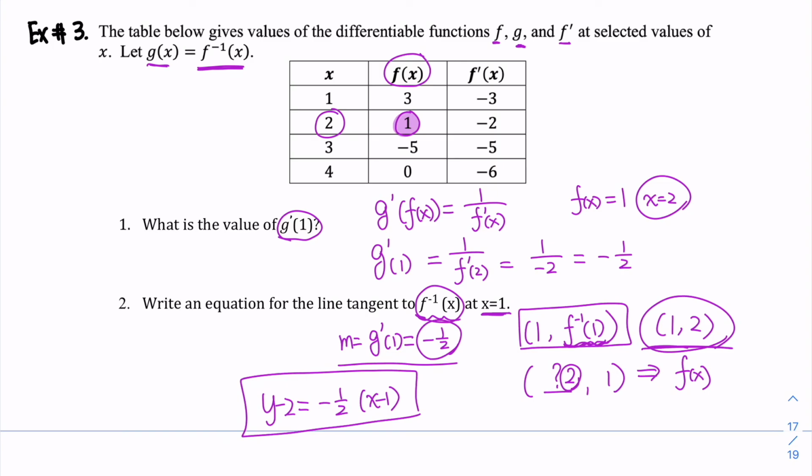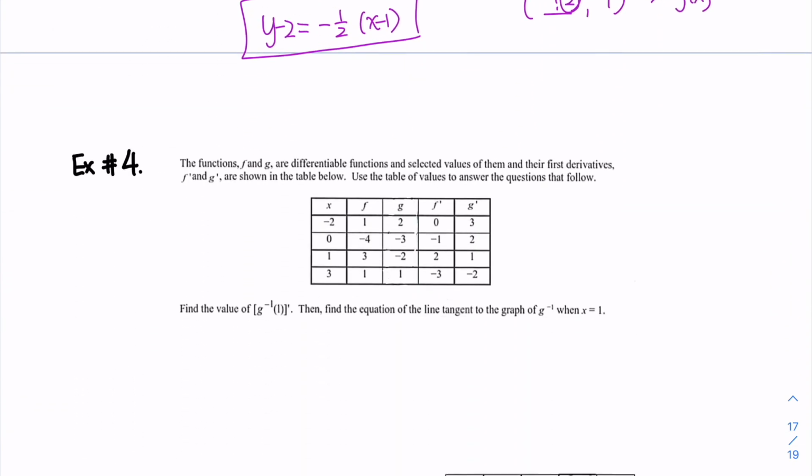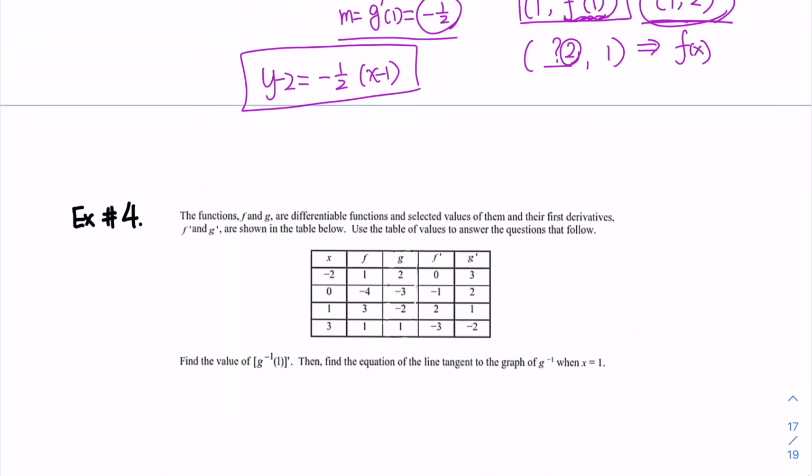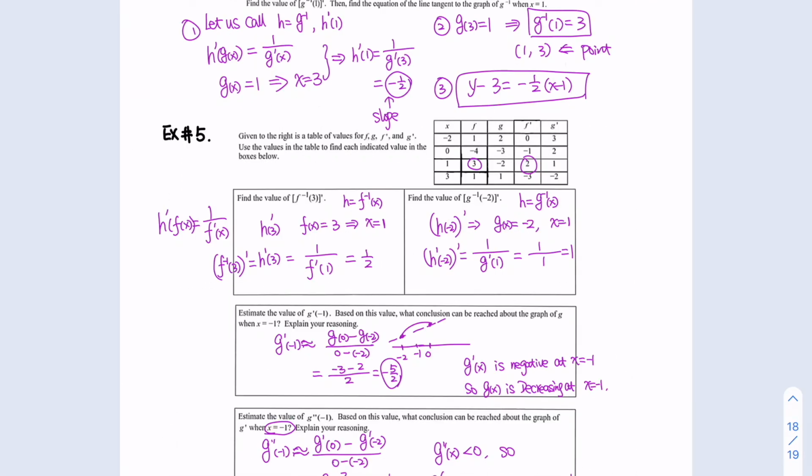Okay, now you can pause the video for a couple of minutes and solve the next page, example 4 and example 5, and compare your answer with mine. We might solve it differently for the inverse derivatives. It's okay as long as you get the same answer, it's fine.